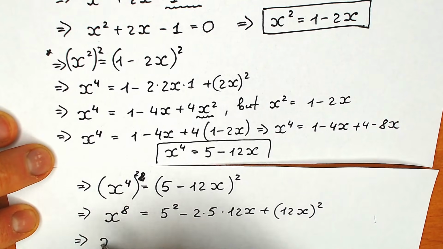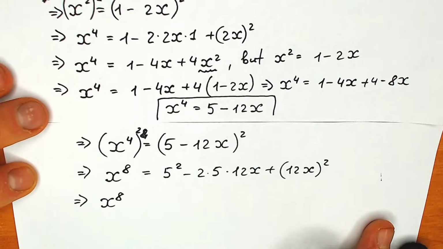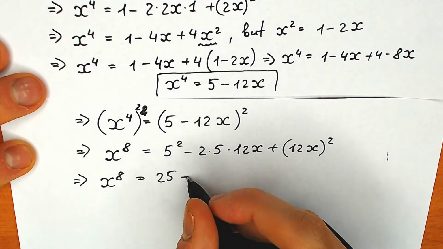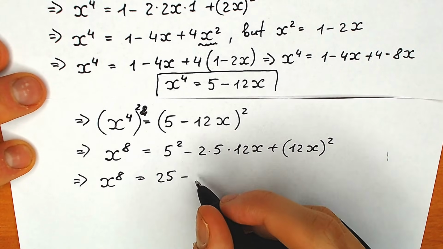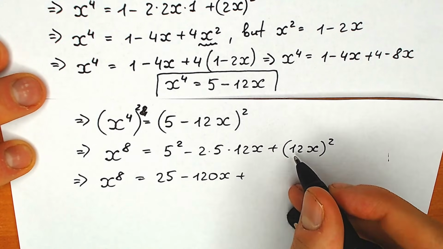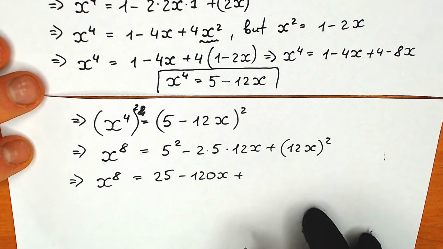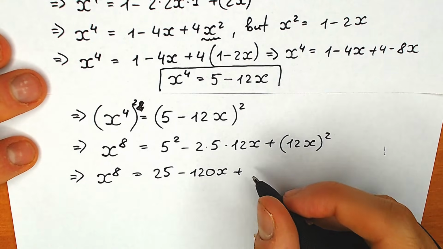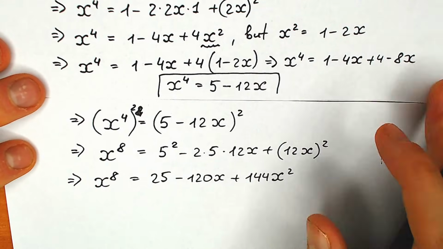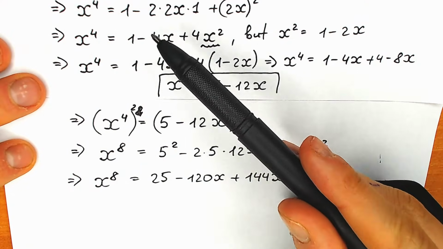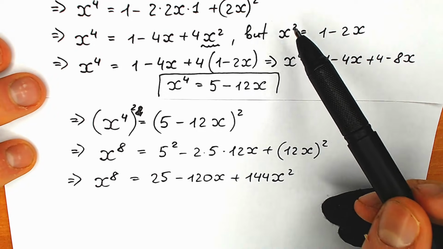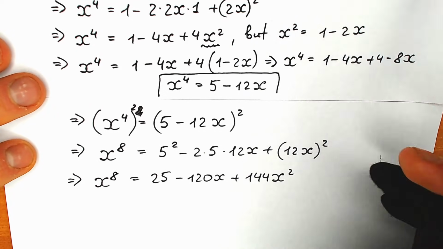So we have x to the power 8 equal to 25 minus 2 times 5, 10 times 12x, minus 120x, and plus 144x squared. But according to the same logic, when we raise this to the power 2 and we have x to the power 4, we get closer to our substitution. So x squared equal to 1 minus 2x.